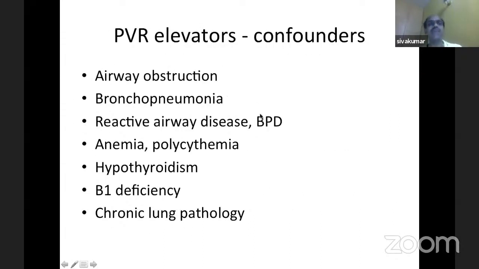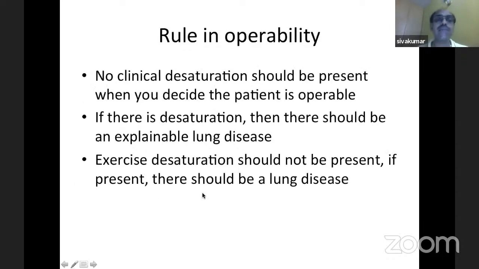We need to understand that when we are calculating the PVR in these patients, there can be various confounders like airway obstruction, bronchopneumonia, anemia, polycythemia, hypothyroidism, vitamin B1 deficiency or beriberi, and chronic lung pathologies.